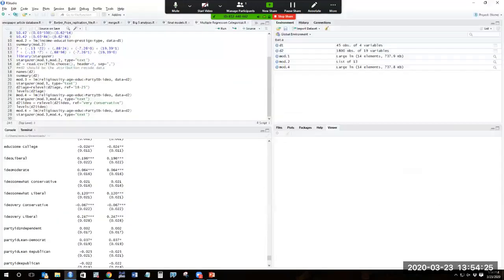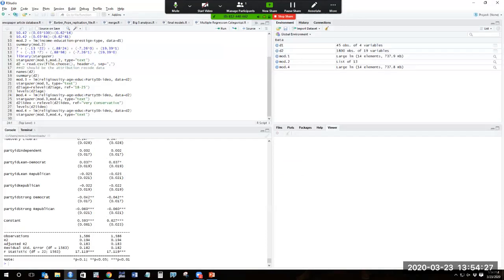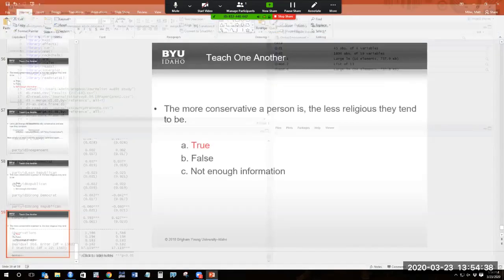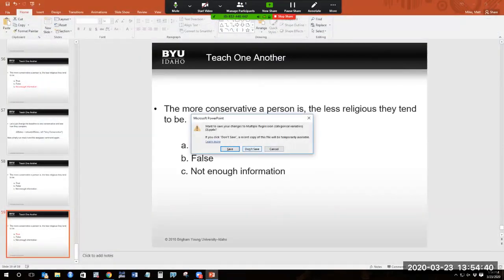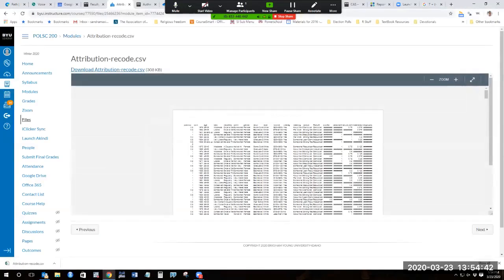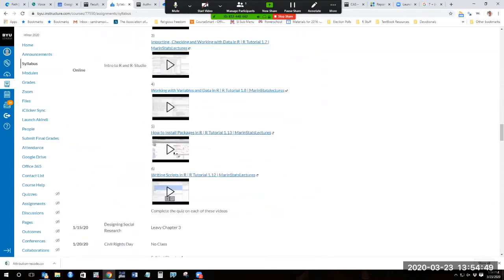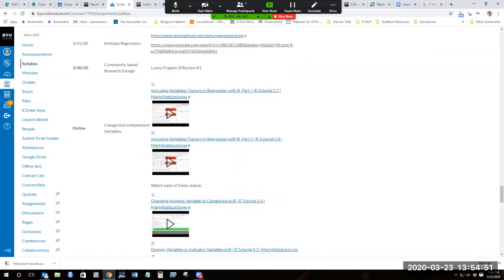Okay, so that is multiple regression. So you guys should be set. Let's take a look at the homework. I'm going to just close this. Okay, so if we look at the homework for multiple regression with categorical, it's got some things it wants you to do. This is kind of one of your tougher homework assignments.